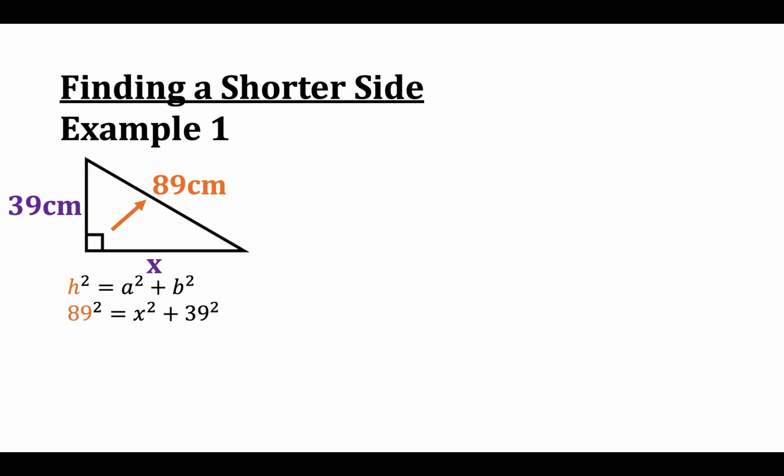So we know that the hypotenuse squared, which is 89 squared, is equal to the sum of the squares of the other two sides. So we've got x squared plus 39 squared. Now, we need x at the end of all of this to be the subject of our formula. So just now I need x squared to be the subject of my formula. But the x squared currently has a 39 squared being added to it. So we need to do the inverse of adding 39 squared and subtract that from both sides.